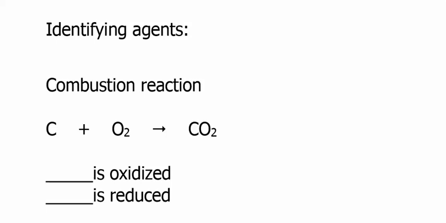Let's look at this reaction and determine what is oxidized and what is reduced. In order to do that, we need to assign oxidation numbers to everything. This carbon has an oxidation number of 0 because it's in an elemental form. The same goes for this oxygen. Oxygen is -2 when it's in a compound, but when it's in an elemental form, the rule about 0 takes precedence. So it's 0 there.